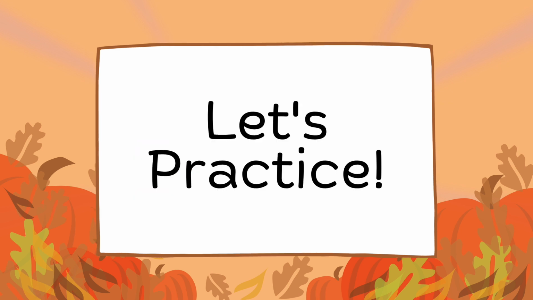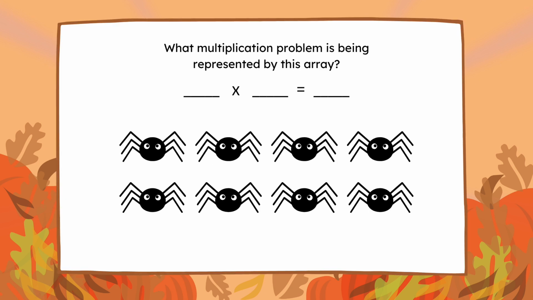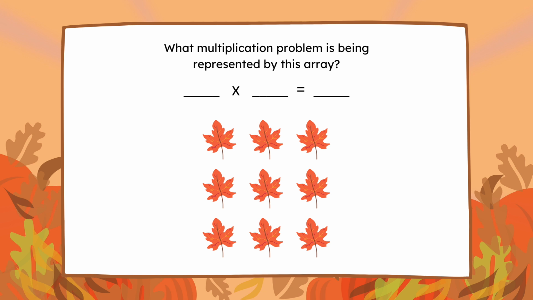Okay, let's practice. Okay, we got some spiders. The question is, what multiplication problem is being represented by this array? So first we're going to count our rows. So we're going to count how many rows of spiders there are. 1, 2. There's 2 rows. Now we're going to count columns. 1, 2, 3, 4. So it'd be 2 times 4. And how many spiders in total? 8. Good job.